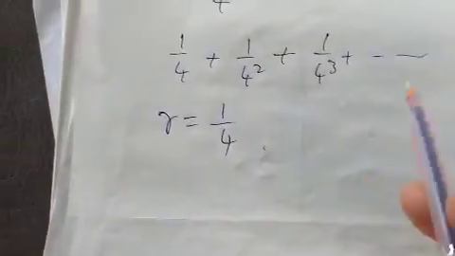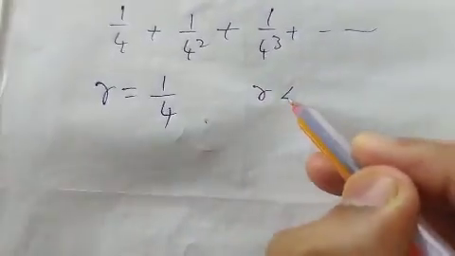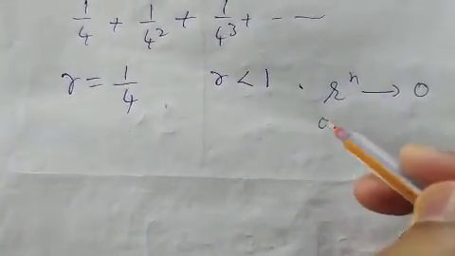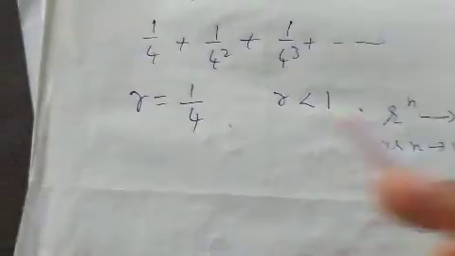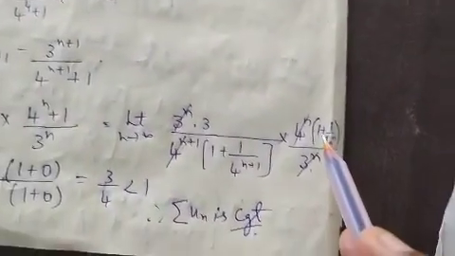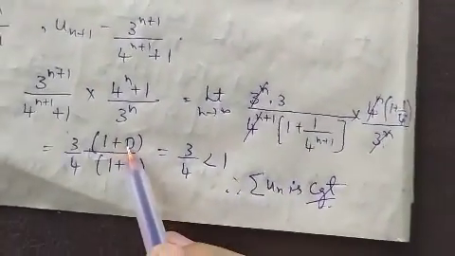So when the series is convergent, when you substitute n equals infinity, since r is less than 1, therefore r power n tends to 0 as n tends to infinity. Since r equals 1 by 4, which is less than 1, this term, 1 by 4 power n, will tend to 0 as n tends to infinity. So it is nothing but 1 plus 0.